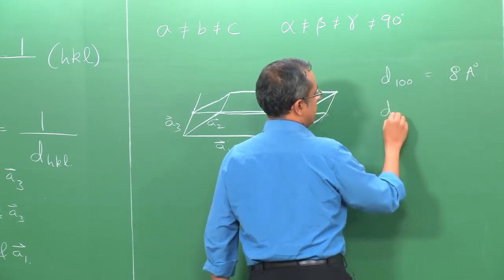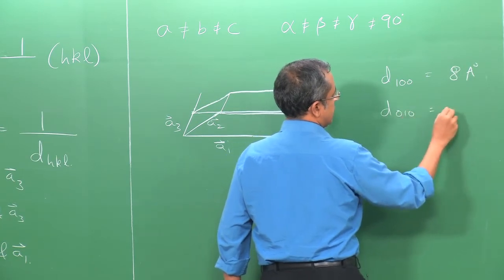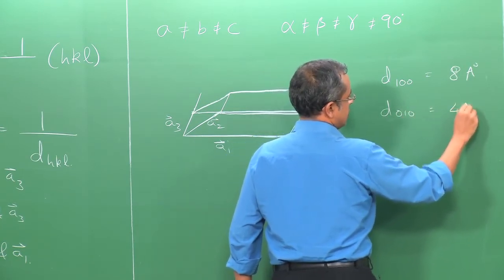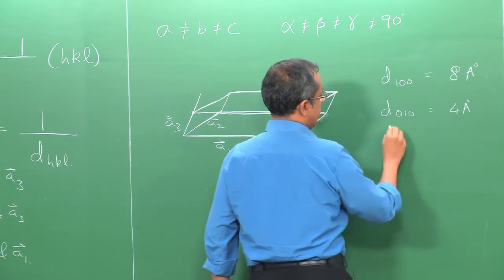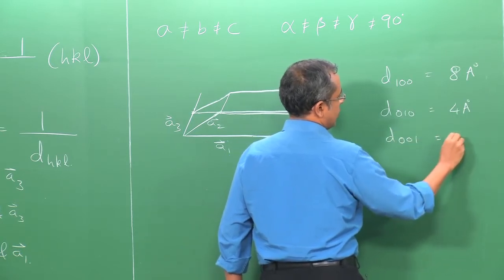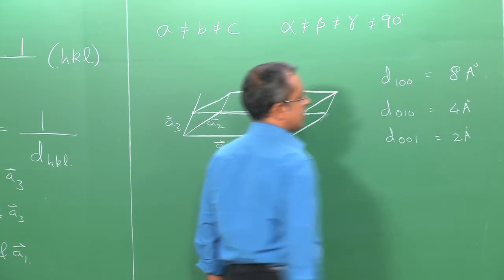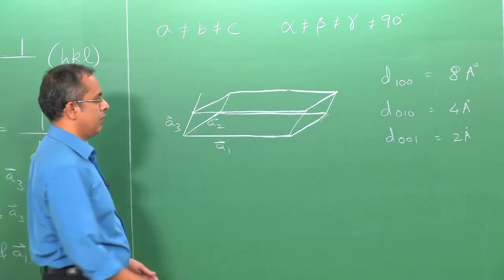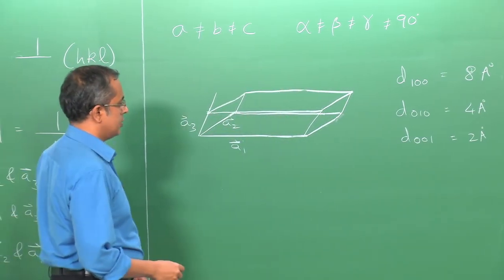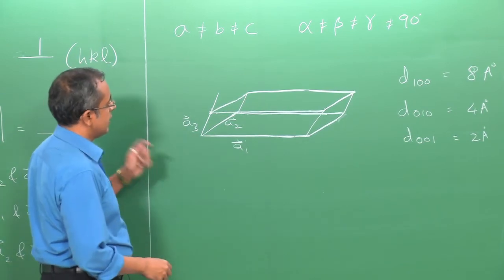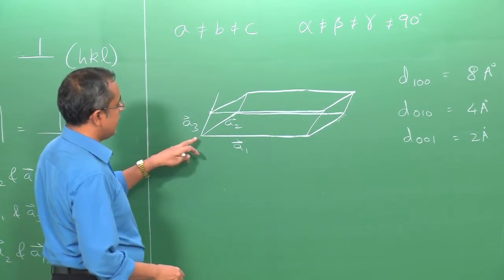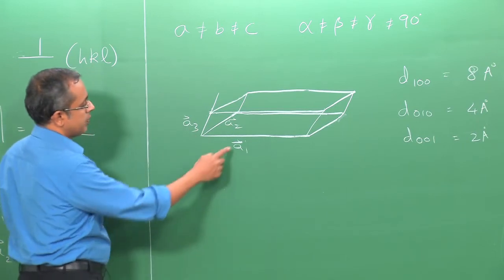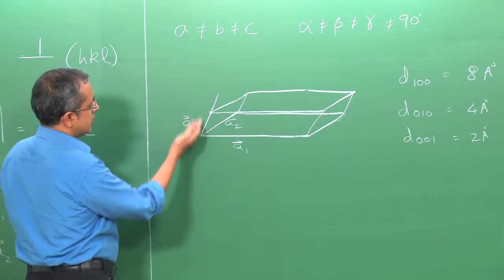We will say D010 is 4 angstroms, and D001 is 2 angstroms. We will make some assumption like this, and then we will see what best we can do with it. So therefore, we need to have the B3 direction perpendicular to A1 and A2. So it means it will be straight up.